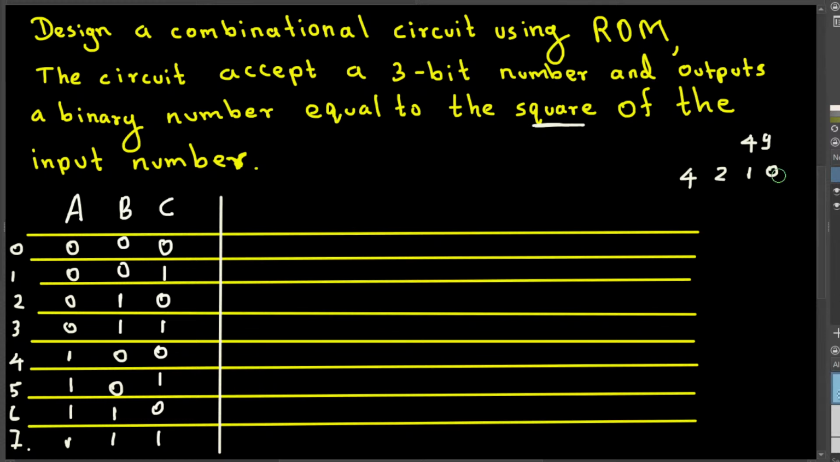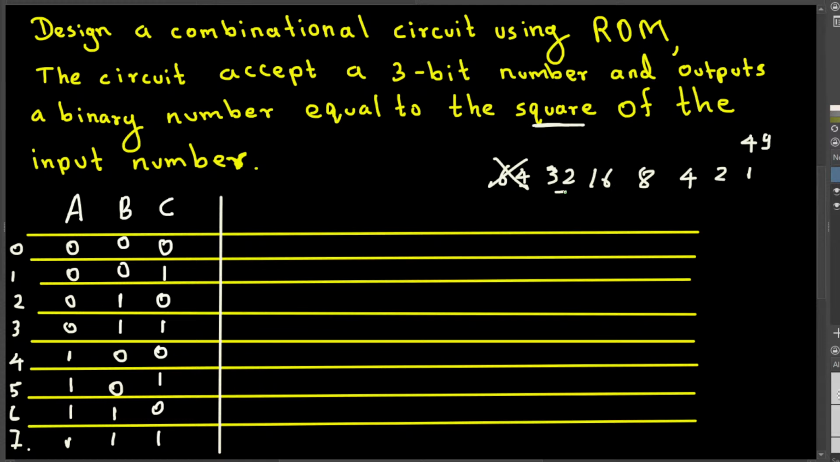2 power 0 is 1, and then 2 power 1 is 2, 2 power 2 is 4, 2 power 3 is 8, 2 power 4 is 16, and 2 power 5 is 32. And 2 power 6 is 64. Now to make this 49, we don't really need the 64, because if we take a 64, that is already above 49. So we don't need this. We only need up to this.